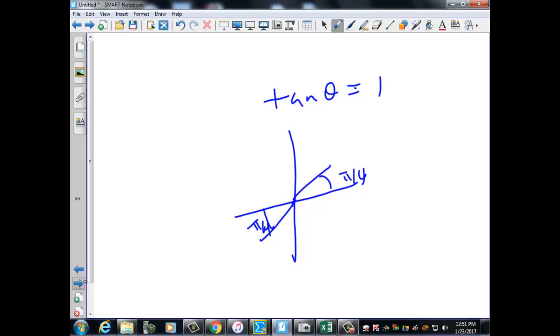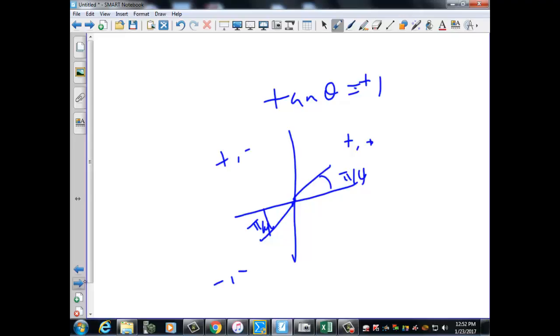Wait, how would you know that though? Okay, so tangent theta is positive. So in order for the tangent to be positive, it's either got to both be positive or they both got to be negative. Okay. Right? Because if it's here, one's positive and one's negative. When you divide them, you get a negative number. Okay, I kind of understand.